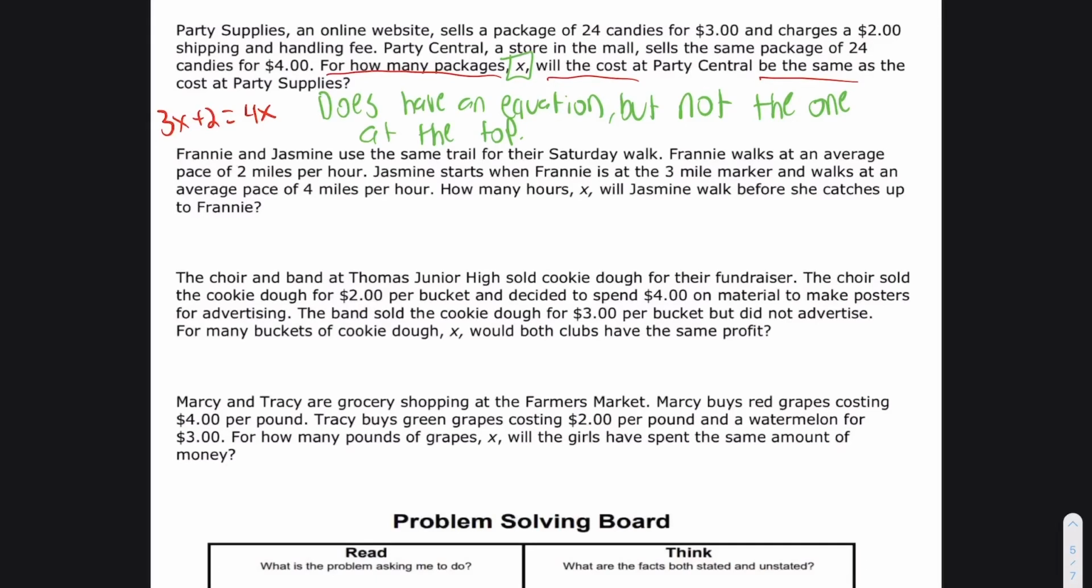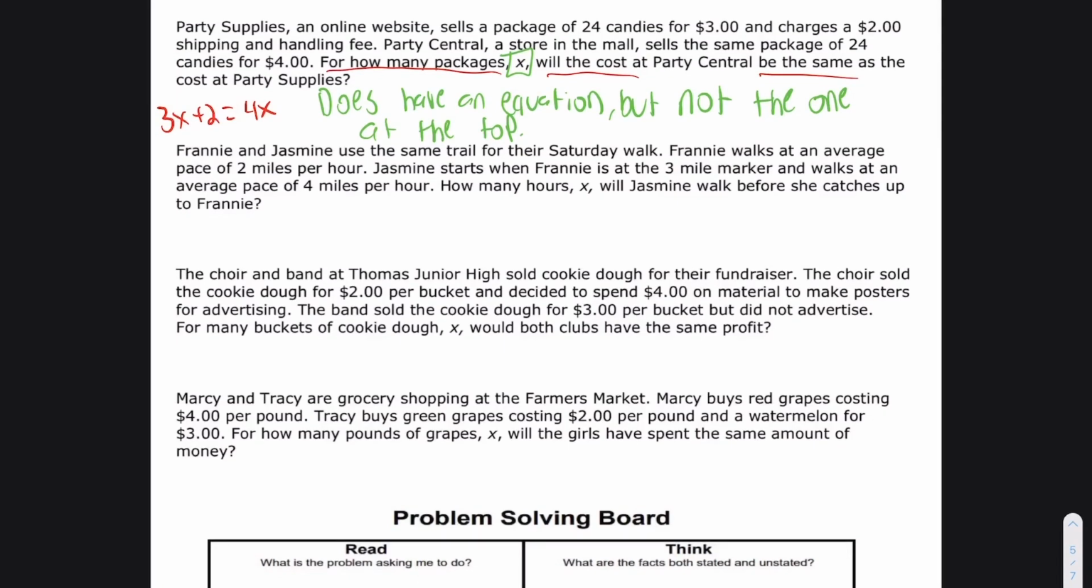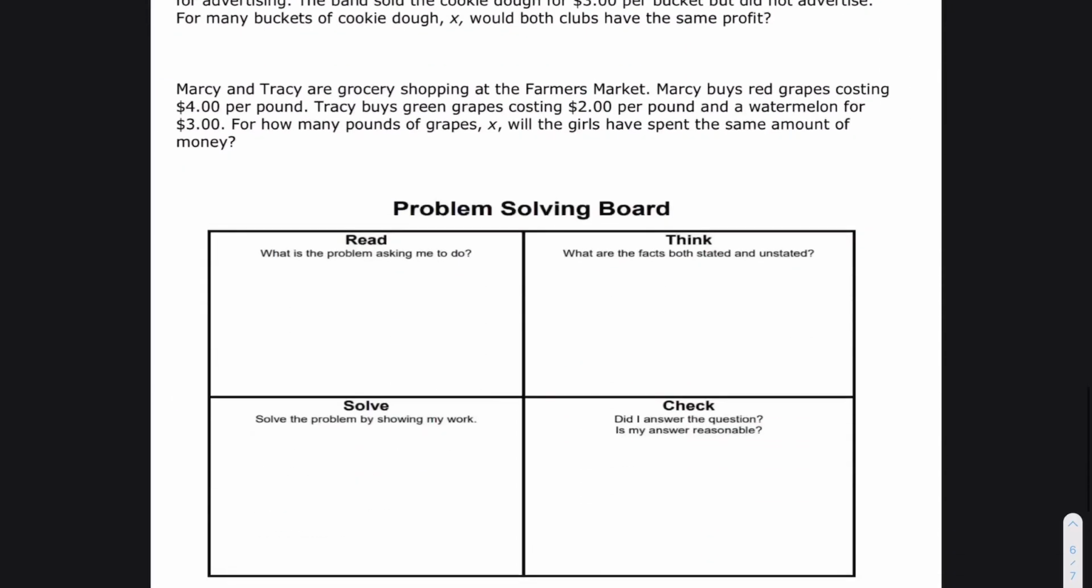Let's do the next example. Franny and Jasmine use the same trail for their Saturday walk. Okay, two people are going for a walk. The question wants to know, we're going to skip to the very last sentence. How many hours X will Jasmine walk before she catches up to Franny? They want how long until Jasmine catches up.